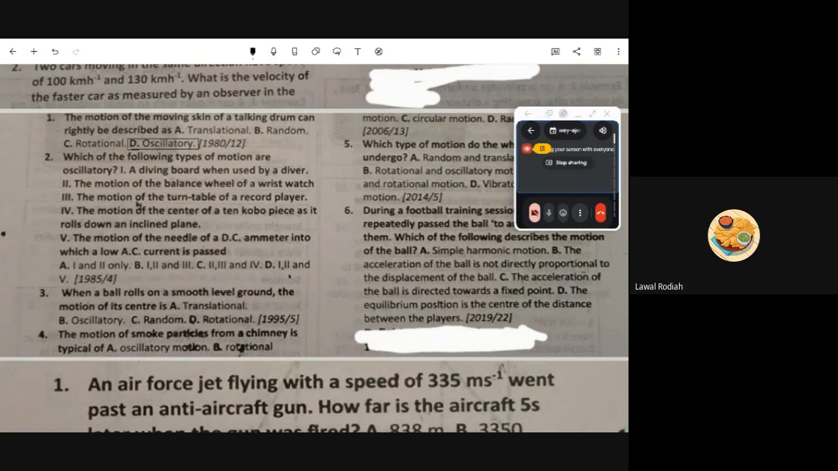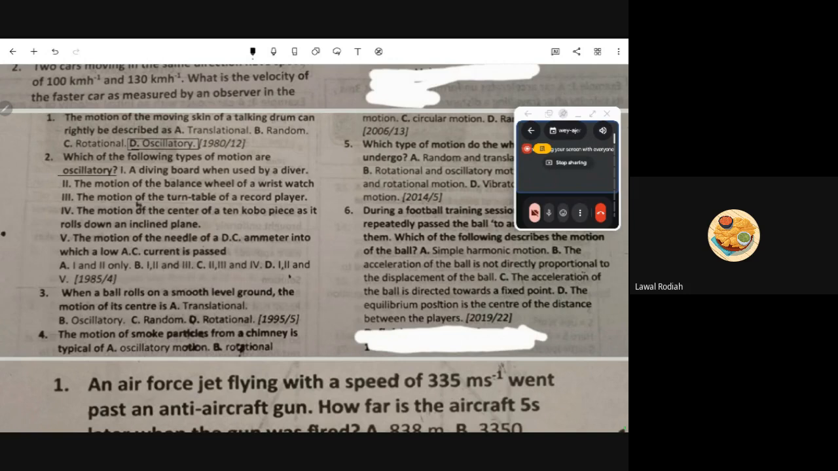So the motion of the moving skin of a talking drum can be rightly described as what? Oscillatory, thank you. Or vibratory. So both are correct. Either oscillatory or vibratory. So question one, the option is D. Two, which of the following types of motion are oscillatory?